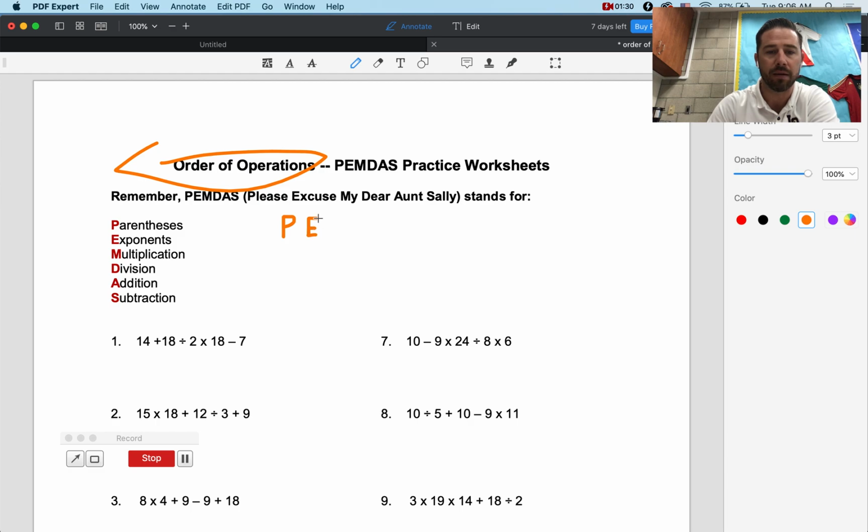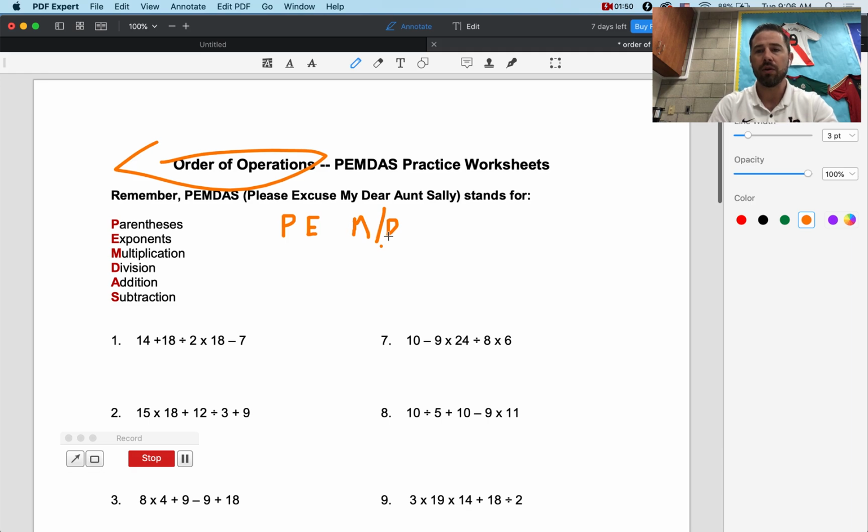Exponents are definitely second. Now what you need to understand is that multiplication and division are the same thing. So these guys actually come on the same level. It's multiplication or division because realistically multiplication and division are the exact same thing. They're just opposite operations of each other. So when you get to a spot, you don't just do multiplication before division. When you get to this spot, you say, hey, which one comes first, left to right? If division comes before multiplication, left to right, you do that one first.